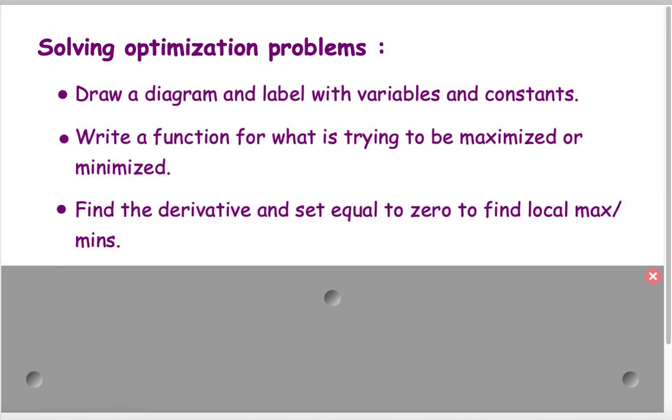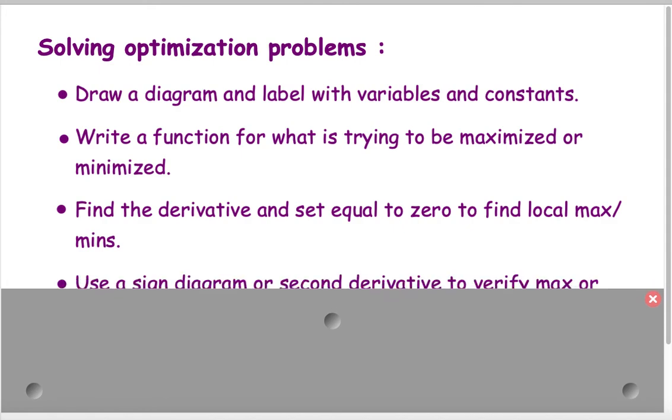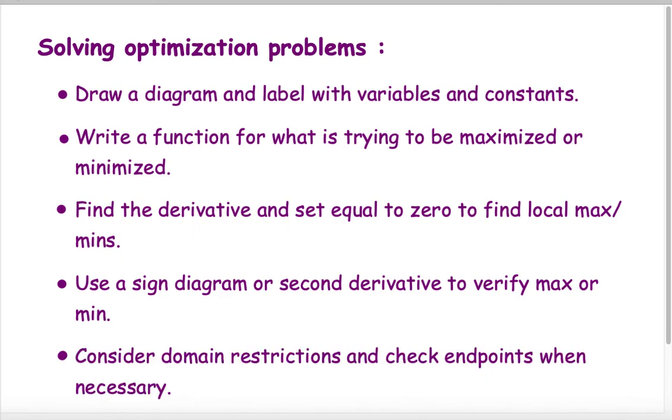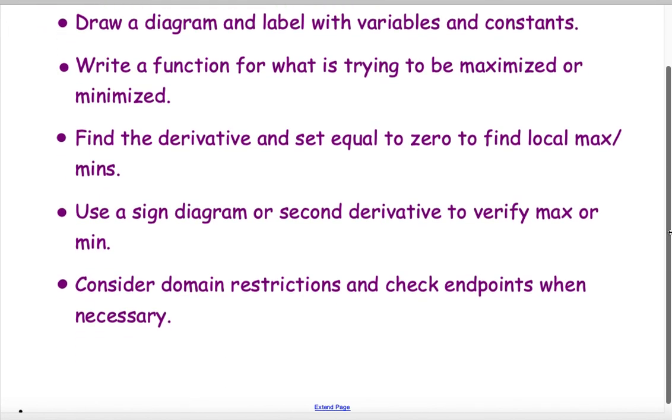Then you want to find the derivative, set it equal to 0, and find local maxes and mins. Use the sign diagram or the second derivative to verify, and that's important. You can't skip that step. And then consider domain restrictions and check endpoints when necessary, like in the first example.